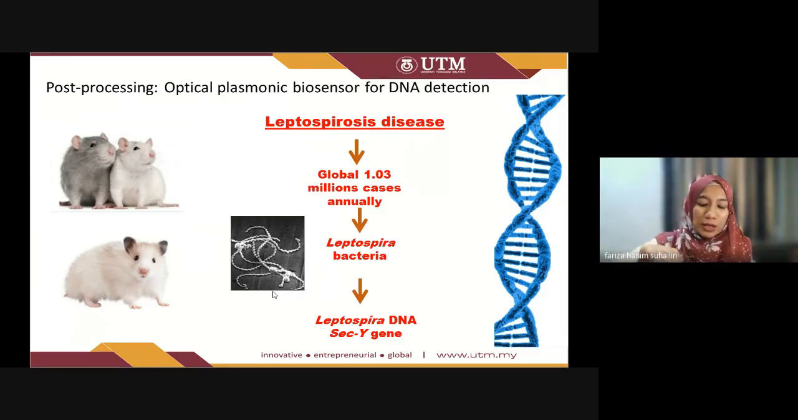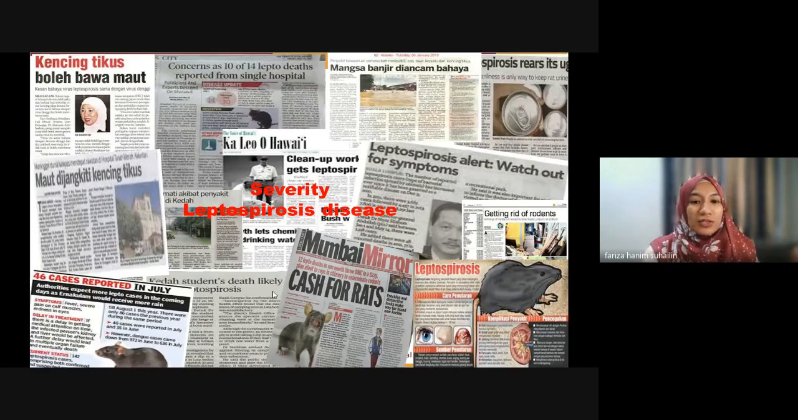And when we coat the surface with gold, we can excite the plasmonic resonance from the structures so that we can use them as plasmonic sensors, for example, for DNA detection. So this is a very recent result during the postdoc time at UPM for detection of leptospira DNA that causes leptospirosis disease. So this is the severity of the leptospirosis disease that can be fatal in humans.